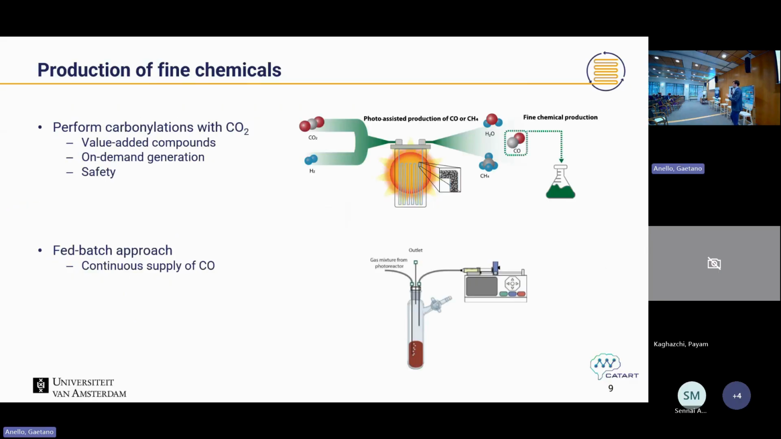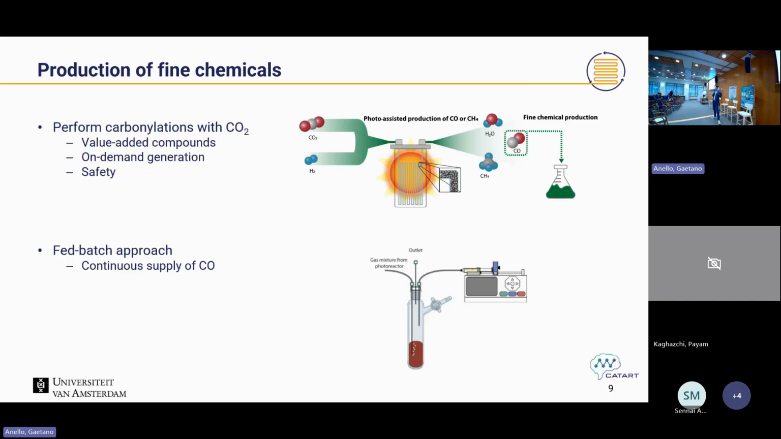So we could basically map out how much CO we make with this catalyst, and then this got us thinking, okay, we have the CO in relatively low quantities. What can we do with it now? And we really were targeting the value-added compounds. And that's how we came up with this fed batch reactor where we want to perform carbonylative cross-coupling reactions.